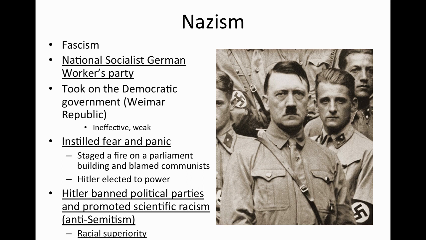Hitler and the Nazis instill fear and panic. They blame minorities. They blame supporters of the Weimar Republic. They blame all those European nations that punished them. A great example of fear is that they actually staged a fire on a parliament building known as the Reichstag building, and they blamed the communists. So Germany did have a communist party emerging, but Hitler started to target them, and that was another enemy, the Communist Party. And eventually Hitler was elected to power. Interestingly enough, he was elected to power.